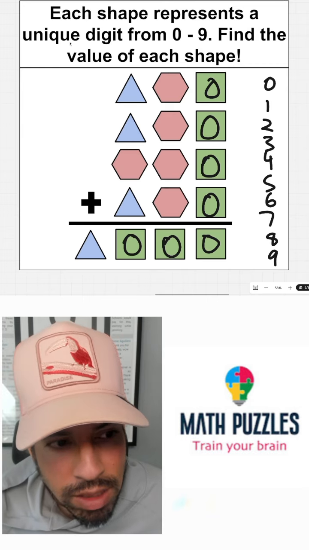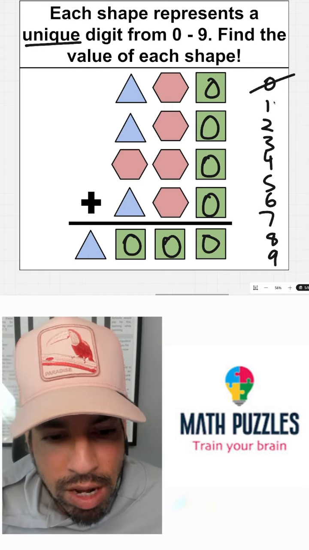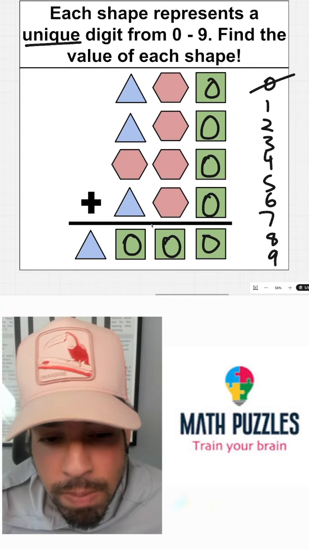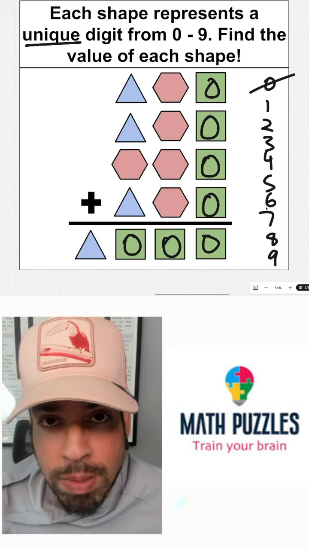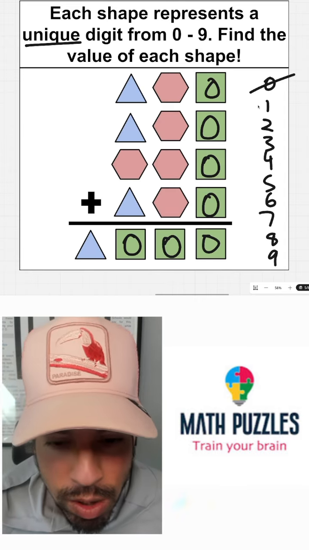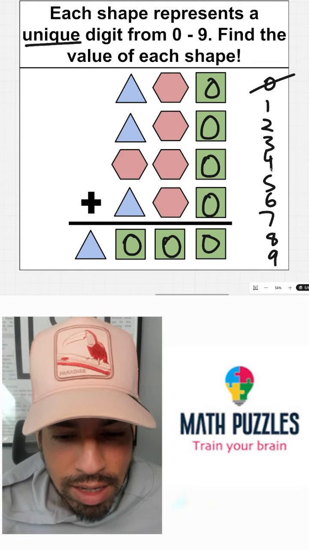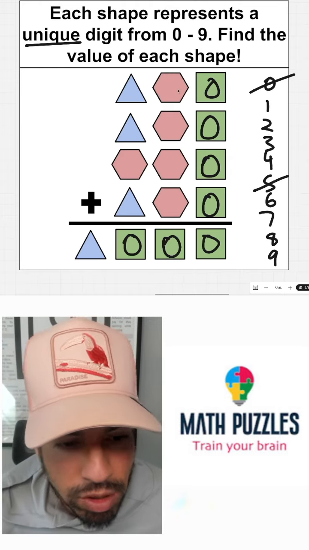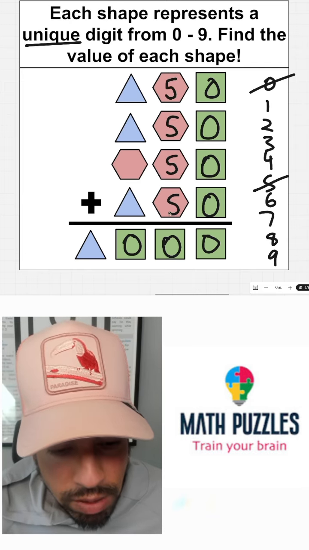Now, since each of these shapes has to be a unique digit, that means 0 is now off the table. Otherwise, 0 would have worked as well, but 0 is now off the table. So what other digit, when you multiply it by 4, ends in a 0? Not 1, not 2, not 3, not 4, not 6, not 7, not 8, not 9. The only option is 5. So that means these hexagons have to have a value of 5, so we're going to fill those in now.